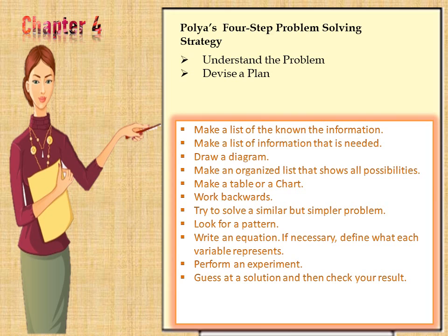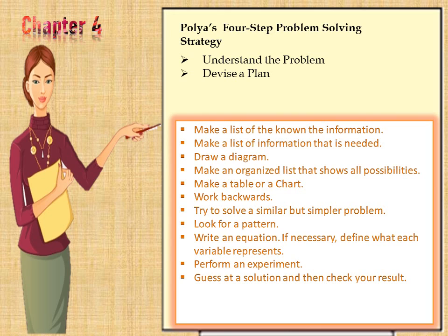So these are some procedures that we're going to follow when devising a plan. First, make a list of the known information, or make a list of information that is needed. Draw a diagram. Make an organized list that shows all possibilities. Make a table or a chart. Work backwards. Try to solve a similar but simpler problem.